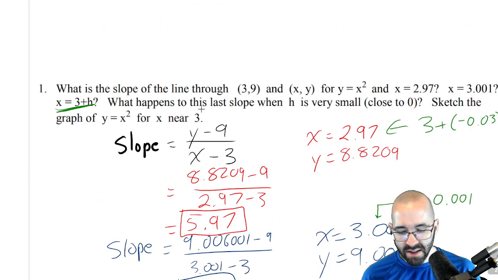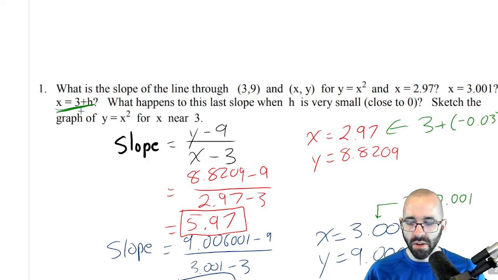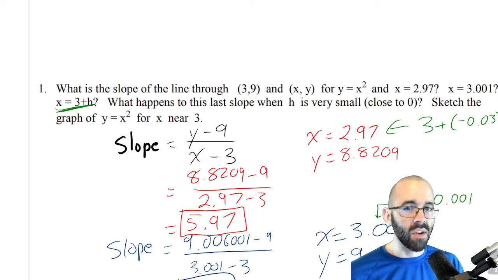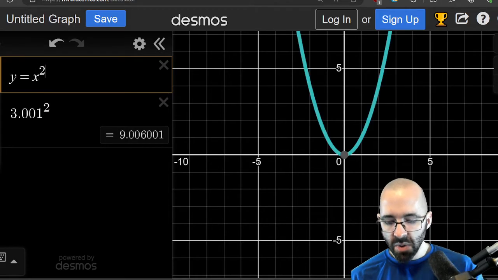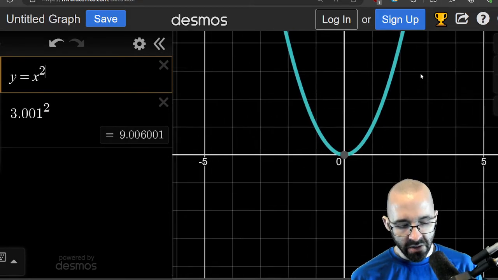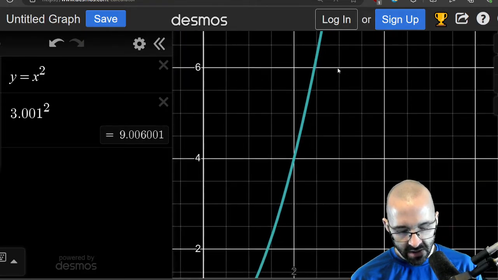And last but not least, sketch the graph of this parabola for x near 3. You can do this on Desmos. You don't have to graph by hand in this class. All right, so y equals x squared. And we want to look very close to where x is 3.